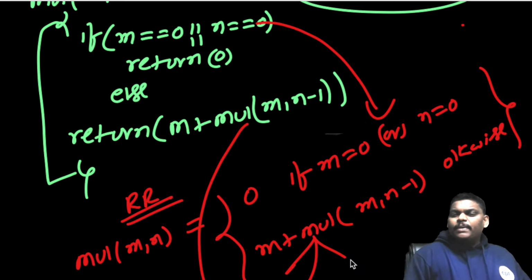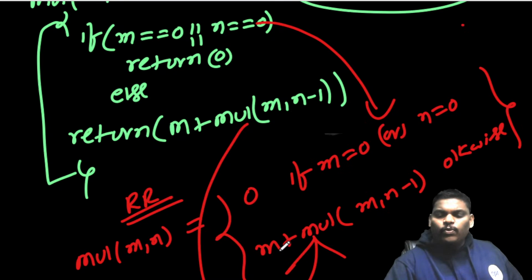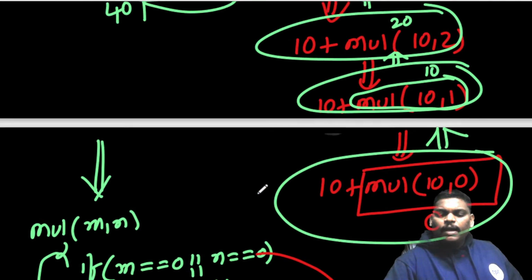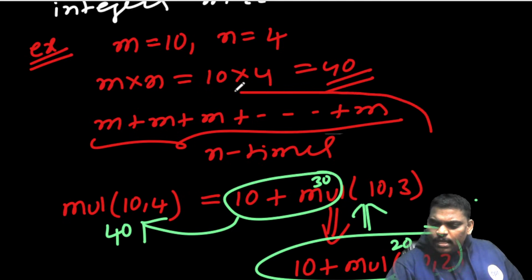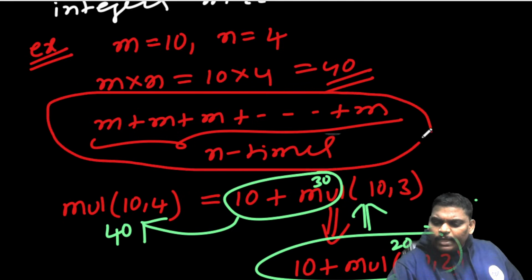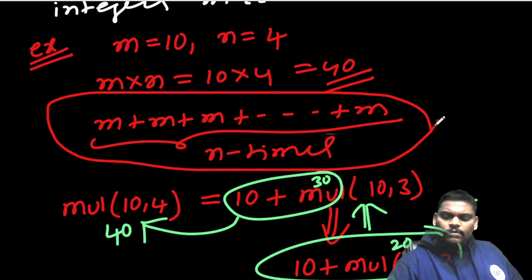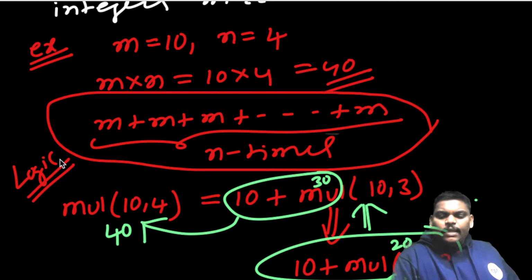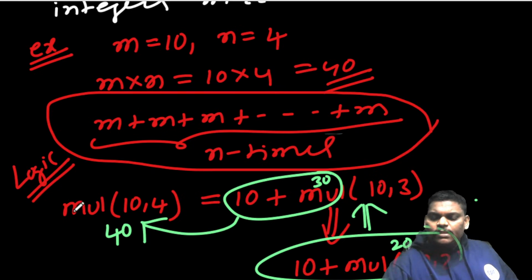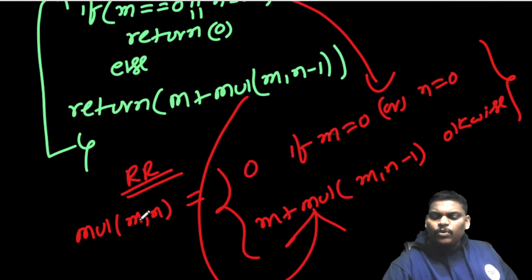I am not writing the best recursion, I am not writing the worst recursion. I am writing one recursive program. Please be careful. This is the logic which I followed: adding m, n times. Finally, I have written the recursive program and the recurrence relation.